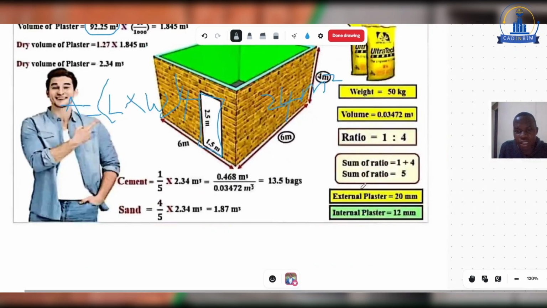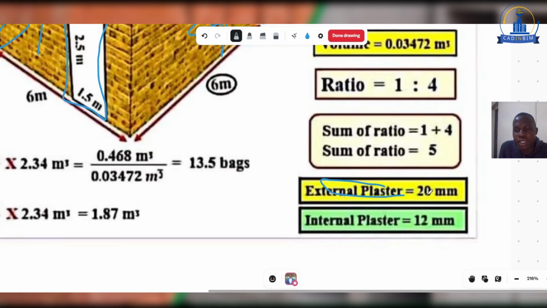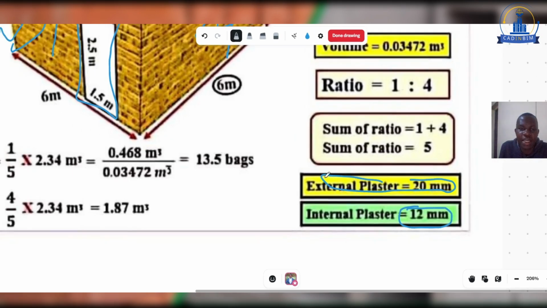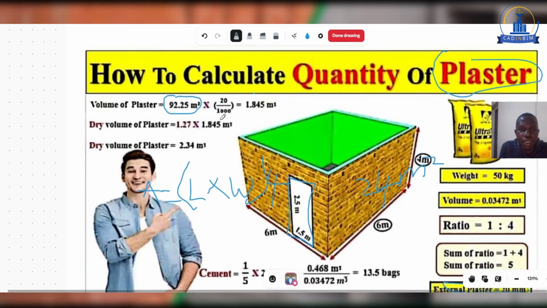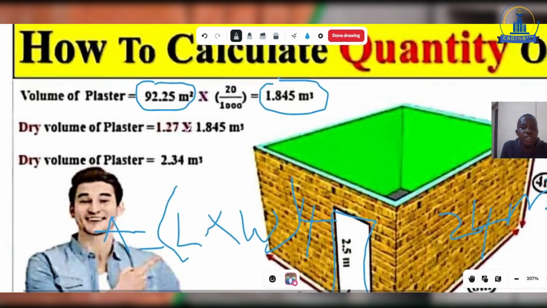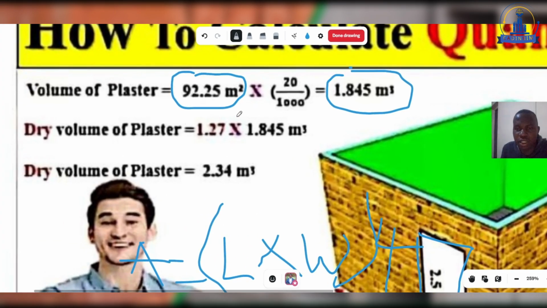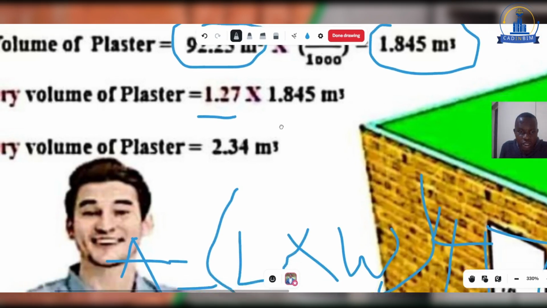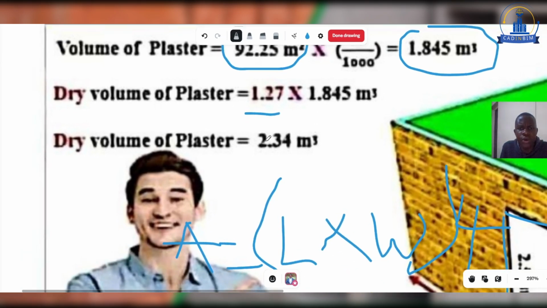For external plastering, we assume a 20 millimeter thickness, and for internal plastering, we'll assume a 12 millimeter thickness of the plaster. So you take 20, convert it into meters, and multiply by the area, and you get this volume. Once you get your volume, that's a wet volume. You convert it into dry volume by multiplying by the constant 1.27. So now you have your dry volume, that's the dry materials.